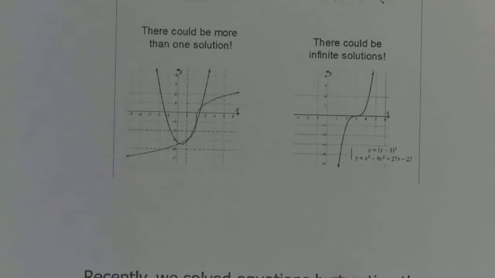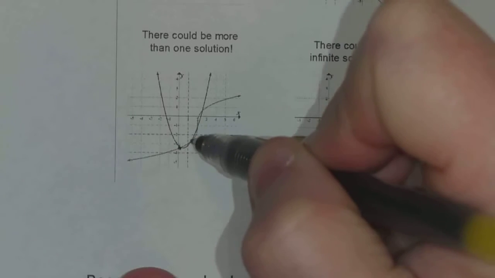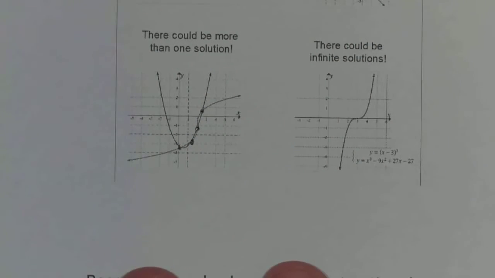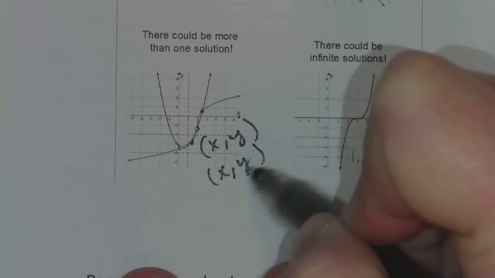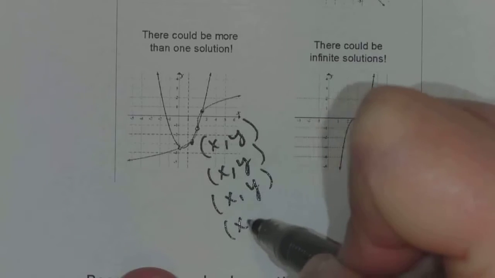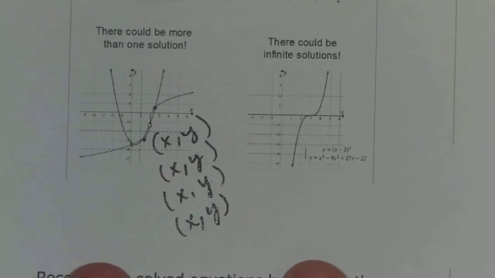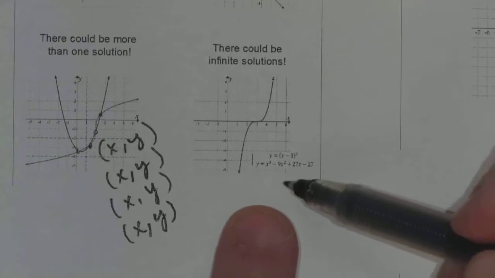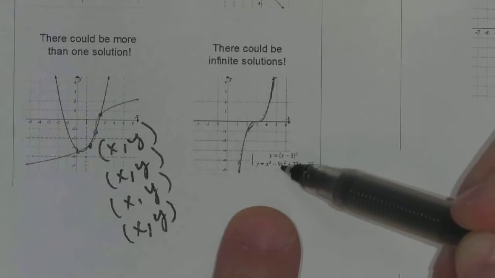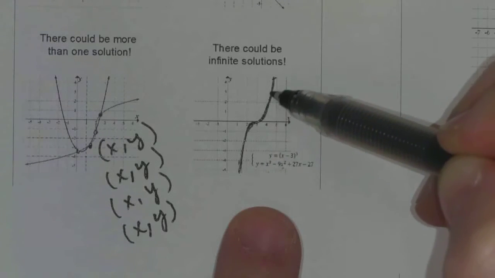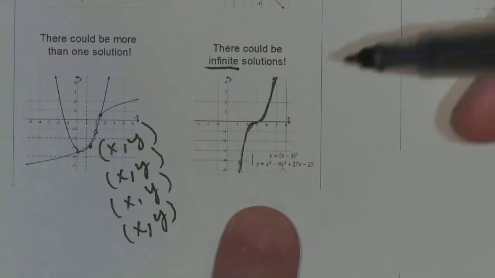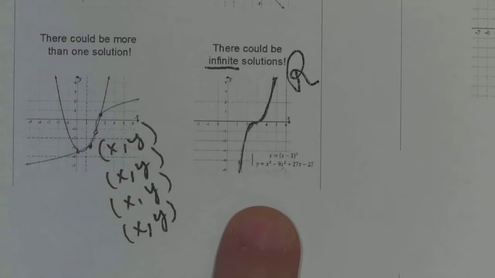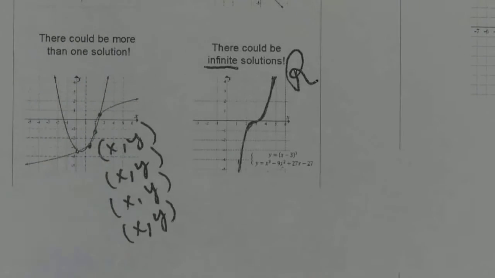There can be more than one solution. These graphs look like they intersect at least 4 times there, so we could have 4 solutions there. We would have 4 ordered pairs that we would write out as our solution. And then sometimes when we graph 2 equations in a system, you might graph the first equation, and when you graph the second equation, get the exact same graph. That would be when we have infinitely many solutions. Lots of times we choose to write that as all real numbers, an uppercase R.